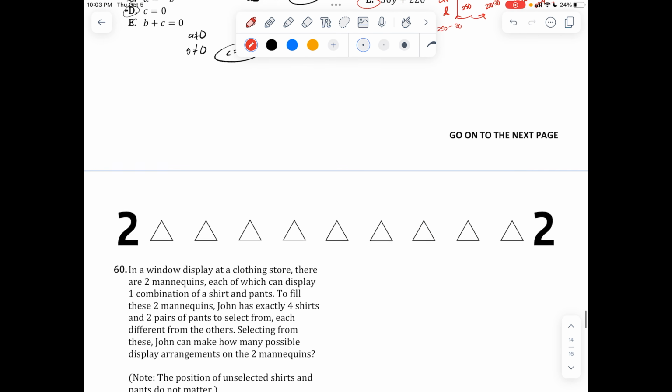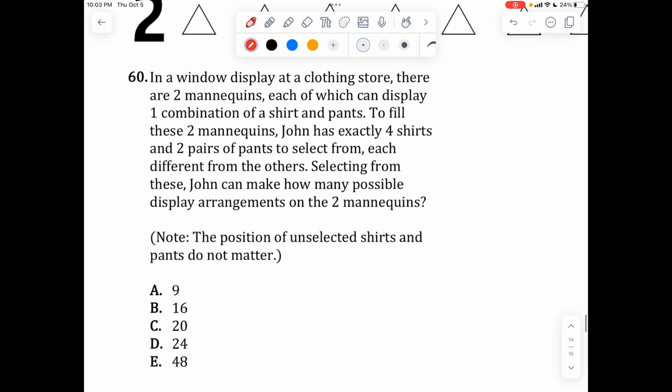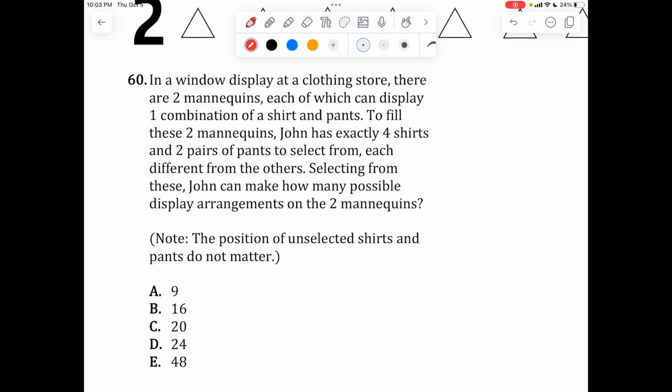Simple as that. In a window display at a clothing store, there are 2 mannequins, each of which can display one combination of a shirt and pants. To fill these 2 mannequins, John has exactly 4 shirts and 2 pairs of pants to select from, each different from the others. Selecting from these, John can make how many possible display arrangements on the 2 mannequins? The position does not matter.